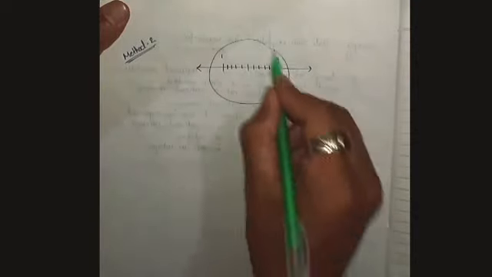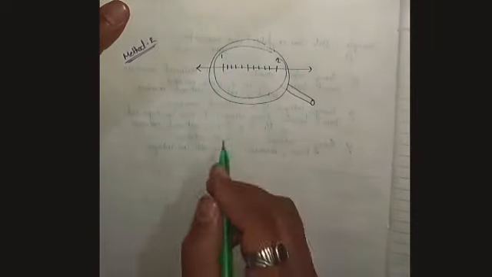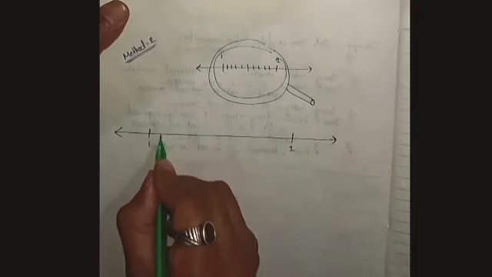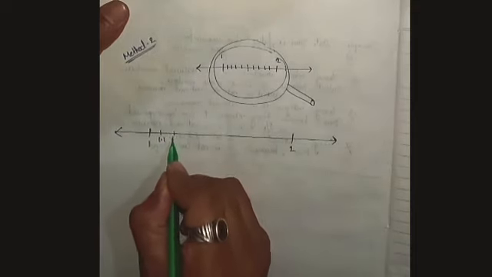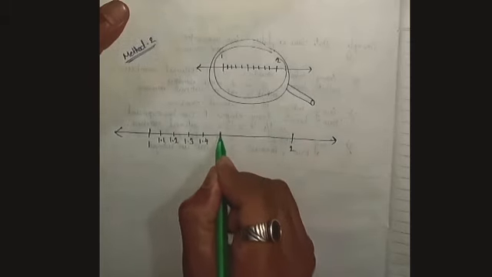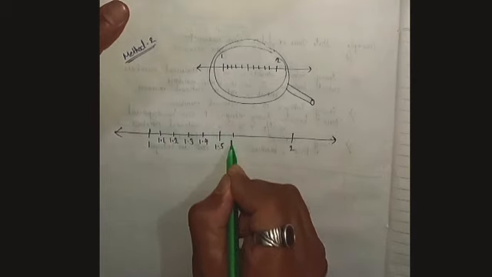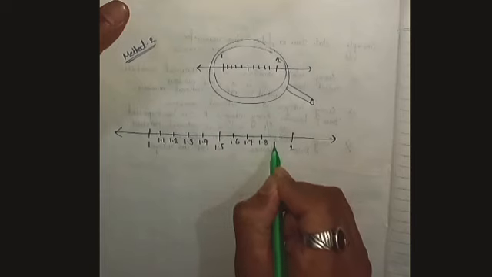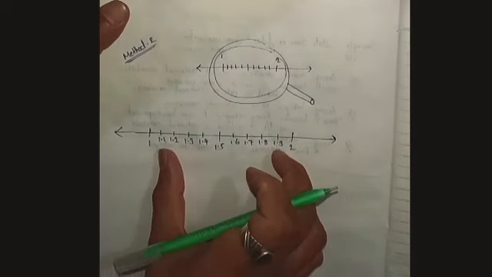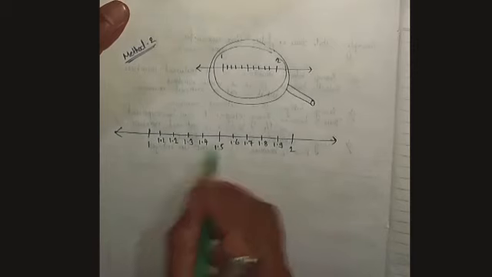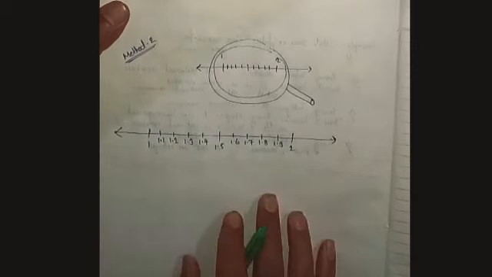So taking a magnified image of these numbers, we can write it as 1.1, 1.2, 1.3, 1.4, 1.5, 1.6, 1.7, 1.8, 1.9. These are the numbers that lie between 1 and 2. Clear? So taking any 5 numbers, we have to represent them in the form of rational numbers.